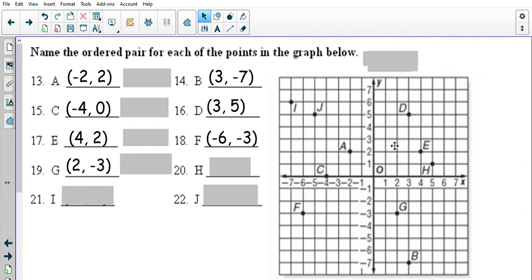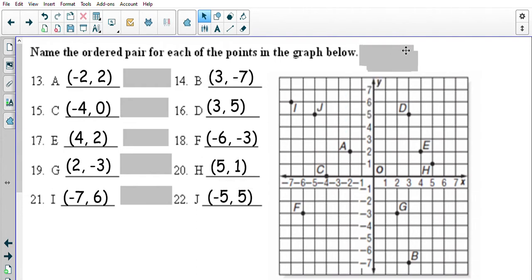Point H, right 5, up 1 is 5, comma 1. I, left 7, up 6, negative 7, comma 6. And finally, J, we are going to go left 5, up 5, is negative 5, comma 5.